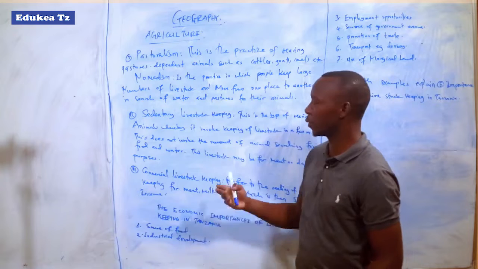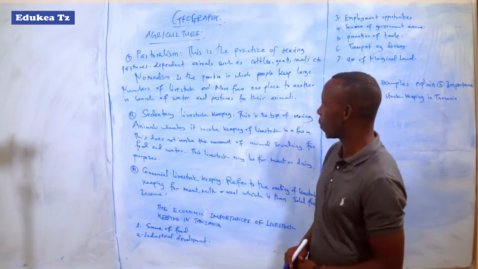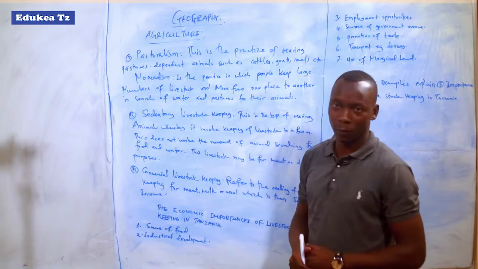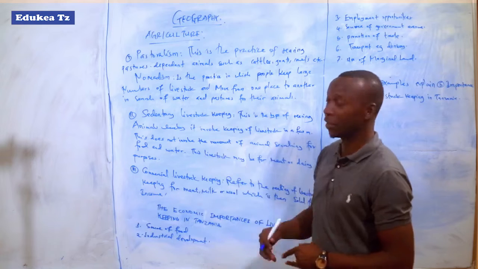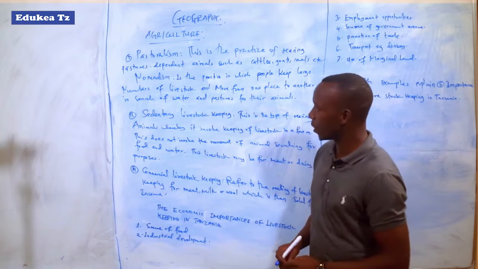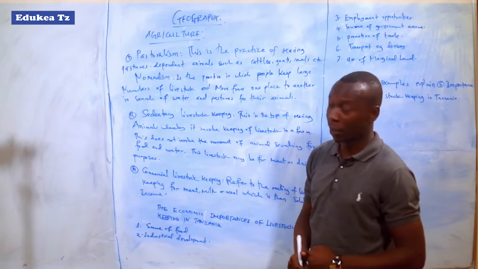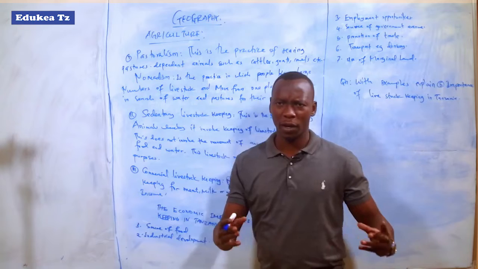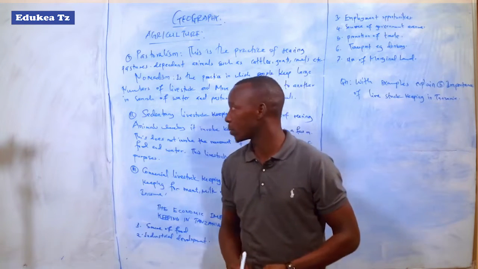This movement is seasonal. After one season, there is a shortage of food, grasses, and water. So it is the driving force that pushes the people who are rearing animals to move from one area to another so that they can get food for their animals.